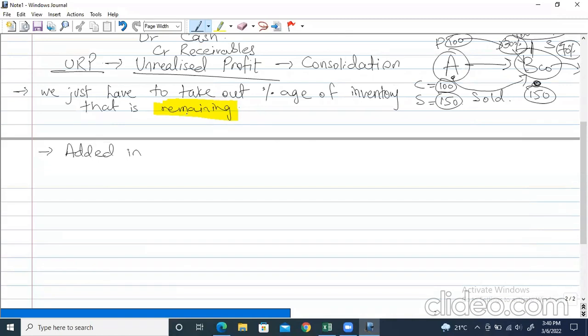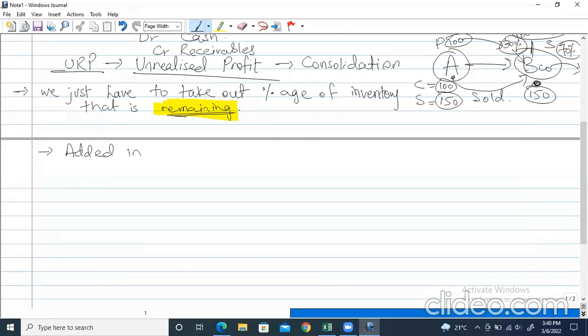Okay. So I am telling you that we calculate the remaining inventory profit. Only we deal with the remaining one. So the profit over here is how much? $50, right? So what we do is 50 multiplied by 30%, because only 30% inventory is available with B company, not the other one. So this will give us, I think, the answer of 15, right? So out of $50, $15 is still remaining within the B company, that we will have to eliminate, right?